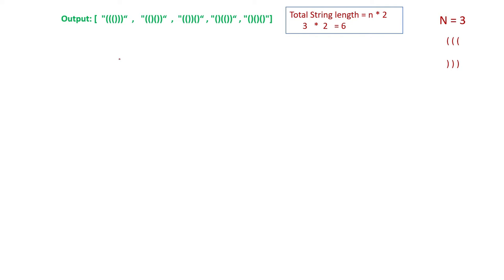Now, how to solve this kind of problem? One thing is clear that we have to first start with one open bracket, because initially we can't start with a close bracket, then that will be a wrong answer, right? So initially we have to start with an open bracket. Then we have a choice: we can add one open bracket with it or a close bracket with it. So either we can add one more open bracket, or we can add a close bracket.